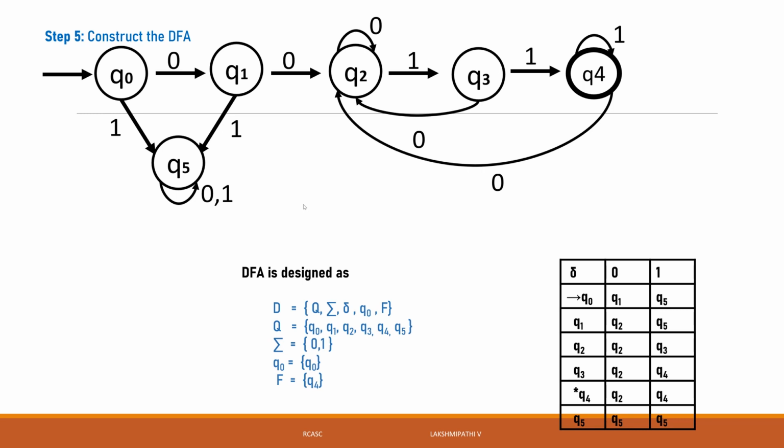Q0 of 0 is Q1, Q0 of 1 is Q5, Q1 of 0 is Q2, Q1 of 1 is Q5. Then Q2 of 0 is Q2, Q2 of 1 is Q3, Q3 of 0 is Q2, Q3 of 1 is Q4, Q4 of 0 is Q2, Q4 of 1 is Q4, Q5 of 0 is Q5, Q5 of 1 is Q5. I think now you are clear in this problem. Okay, then we'll go to the next one.